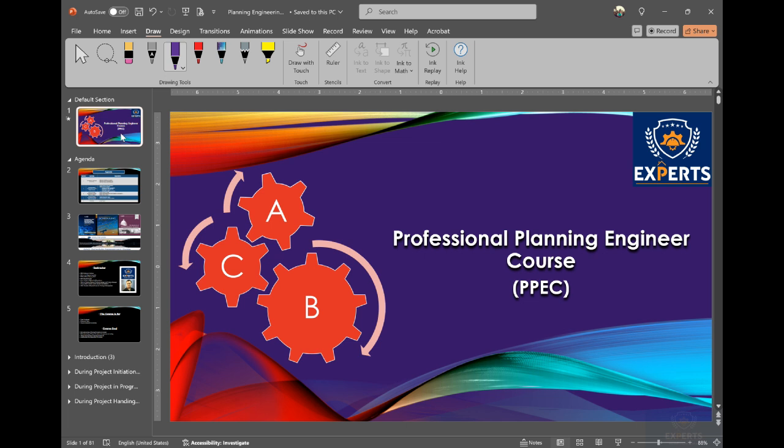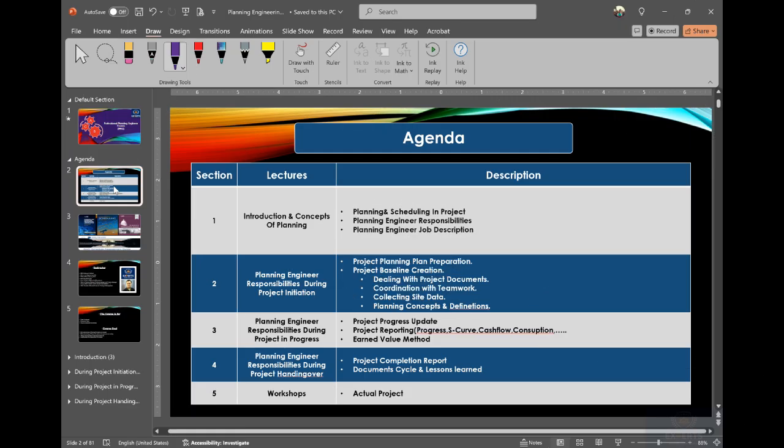So planning work is part Primavera, and part the concepts and principles of planning engineering itself. Our course will be five sections, and in section number one we'll get an introduction and the concept of planning itself. We'll understand planning and engineering in a project.